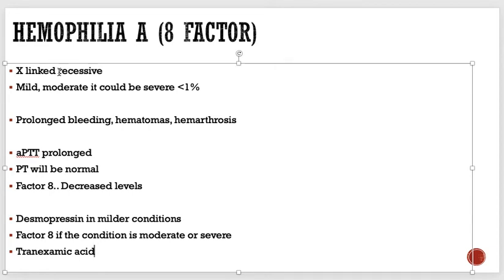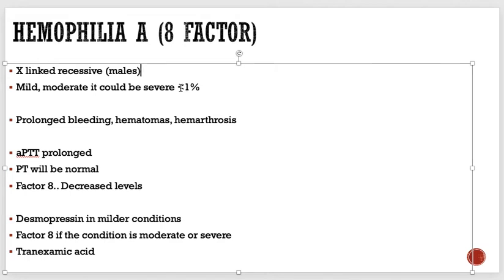So, this is hemophilia A. There is hemophilia B also, there is hemophilia C also, okay? As I told you, hemophilia B is also X-linked recessive. It is much less common than hemophilia A. Hemophilia A is more common. And whenever it is X-linked recessive, guys, remember one thing: it will be present in males only, okay? Females can be carriers, not affected. Hemophilia B is X-linked recessive as well, so remember that it can also be just in males.